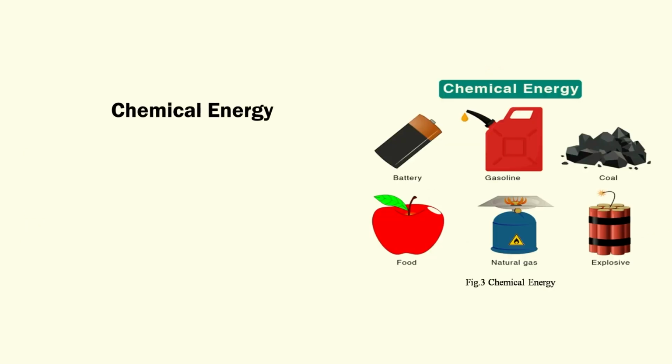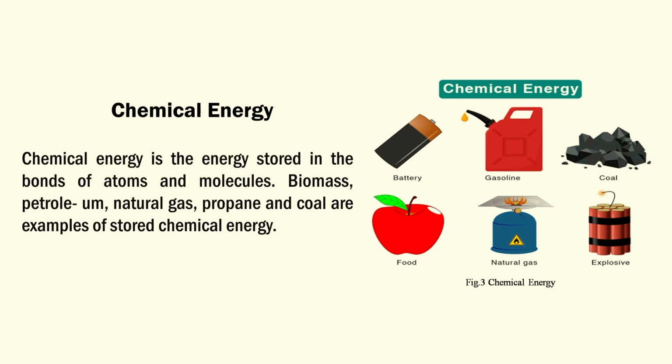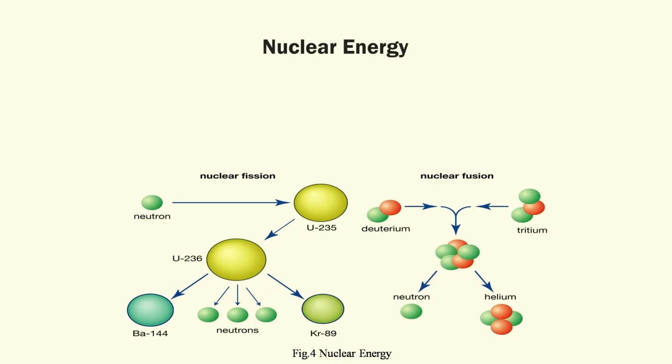Chemical energy is the energy of a chemical substance that is released when the substances undergo a chemical reaction and transform into other substances. It is the energy stored in the bonds of atoms and molecules. Batteries, biomass, petroleum, natural gas and coal are examples of chemical energy. For example, chemical energy is converted to thermal energy when people burn wood in a fireplace or burn gasoline in a car's engine.